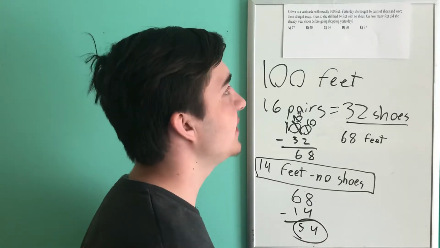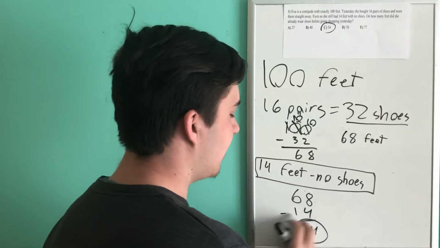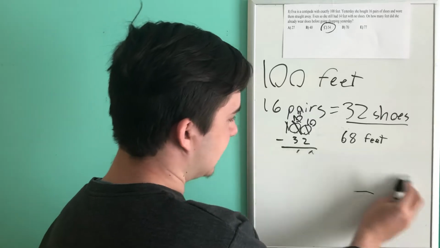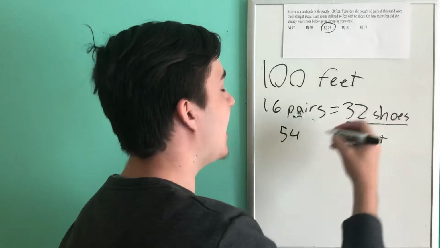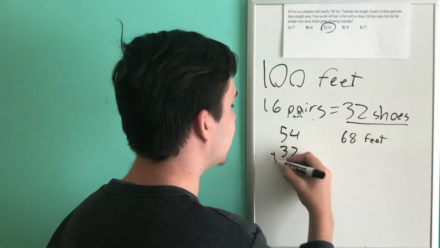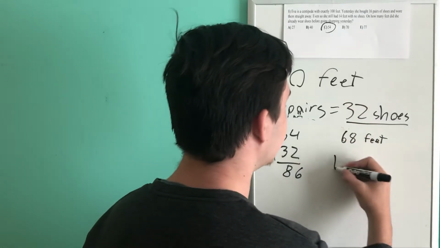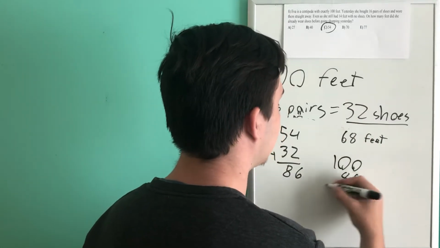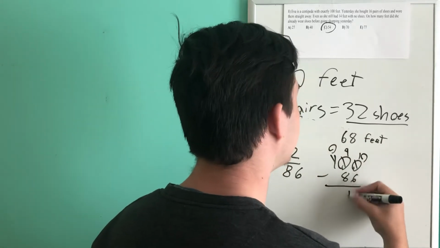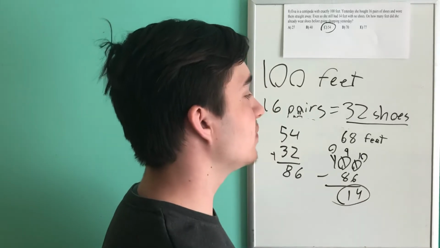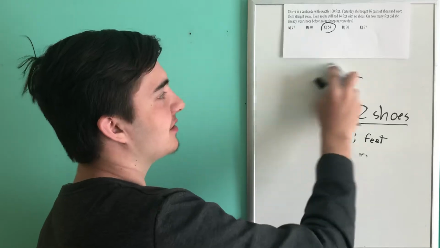And the question says, how many feet did she already have shoes? And that's 54. Now, we can check this, right? If we have 54, that means she had 54 shoes already. Then she buys 32, so we can add those. That means she has 86 shoes in total. And then if she has 100 feet, 100 minus 86 is 14. And that means she has 14 feet with no shoes, which is what the question's saying. So we checked, and the answer works.